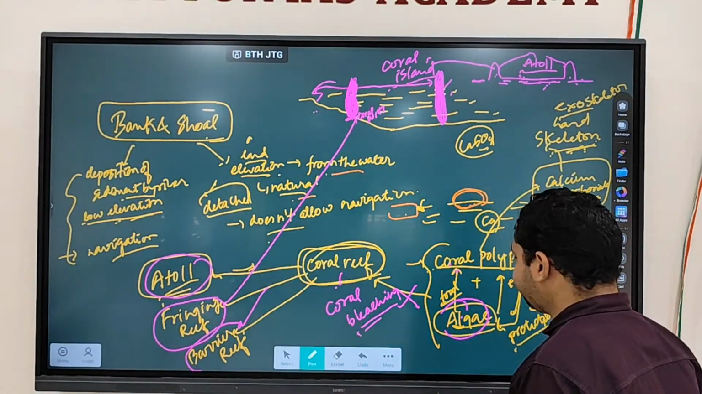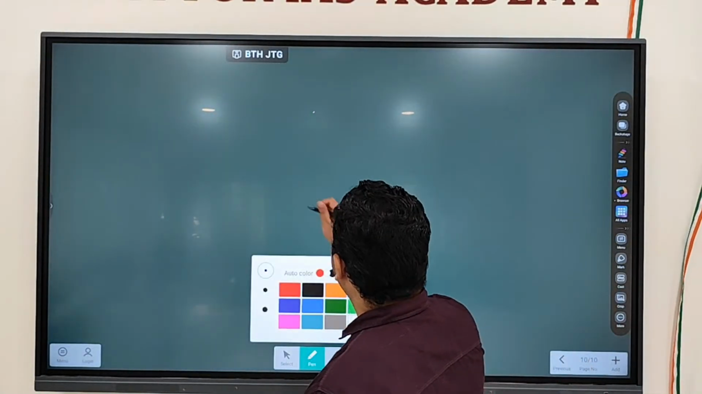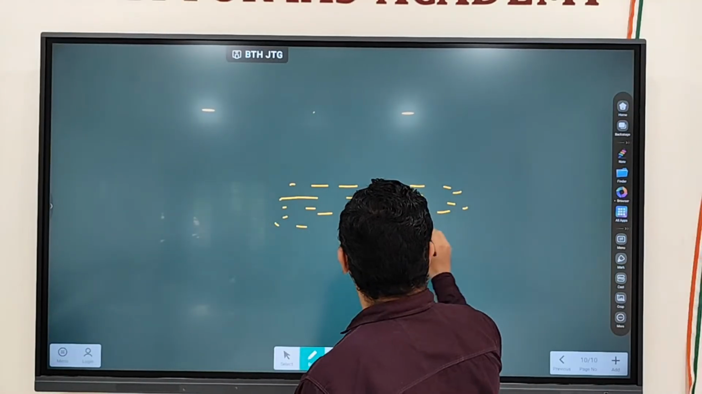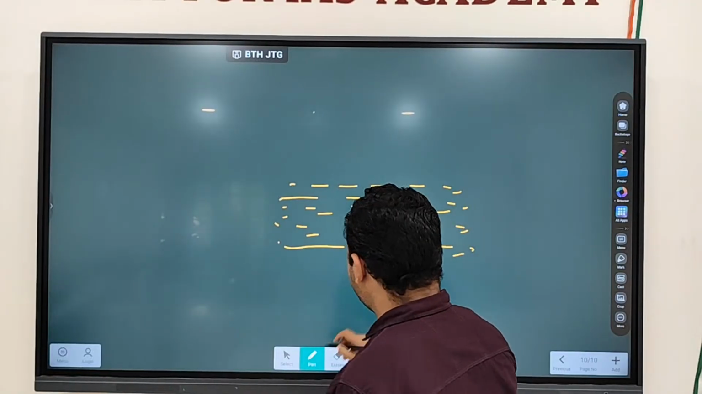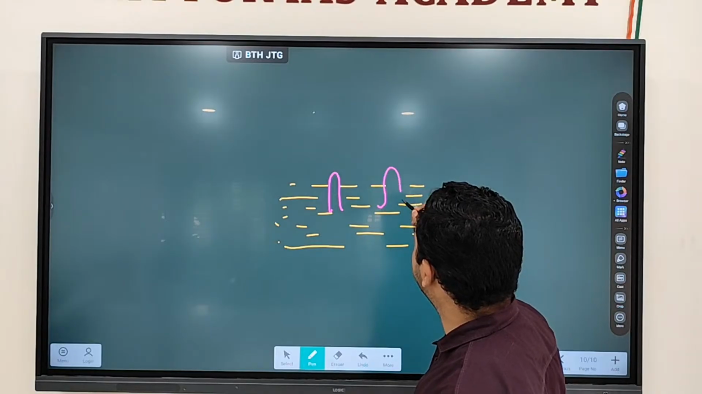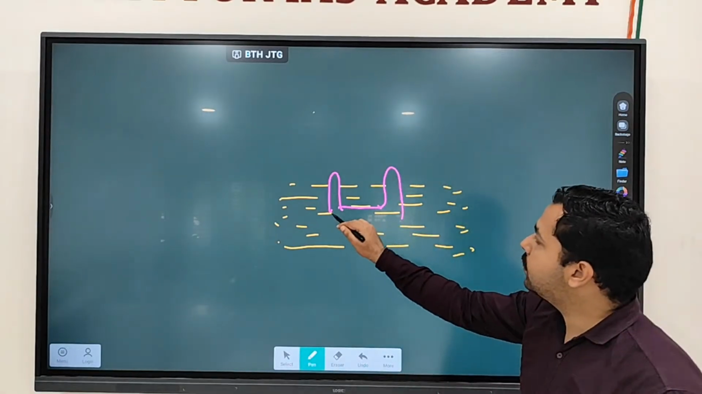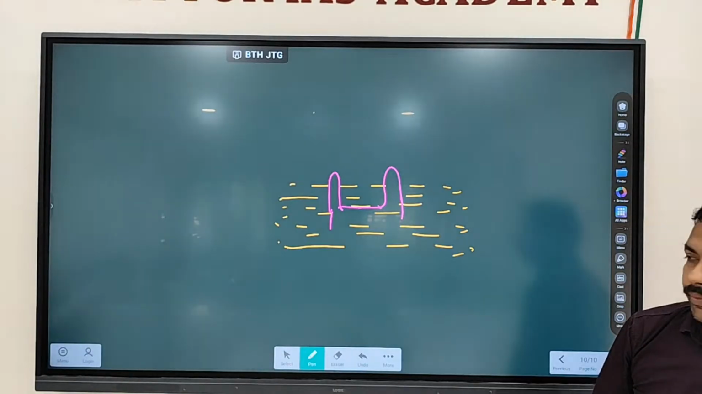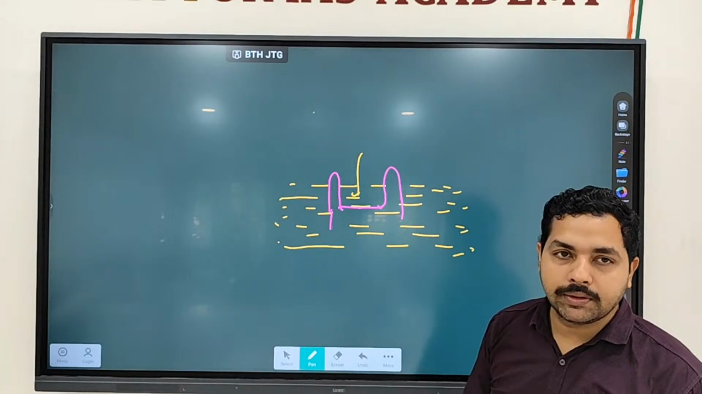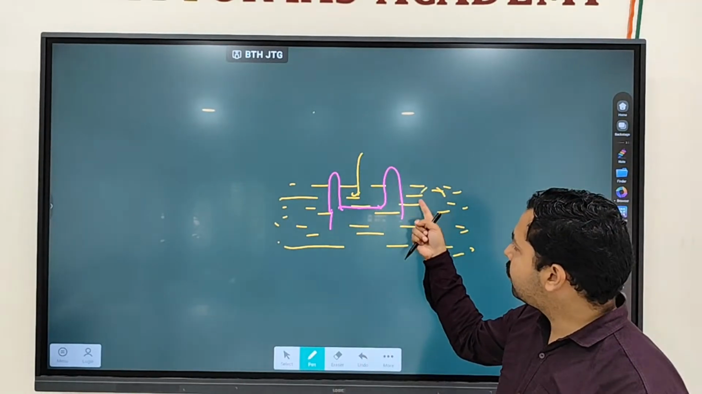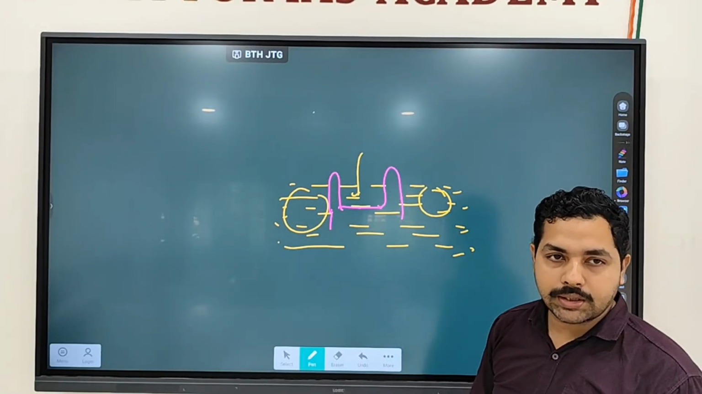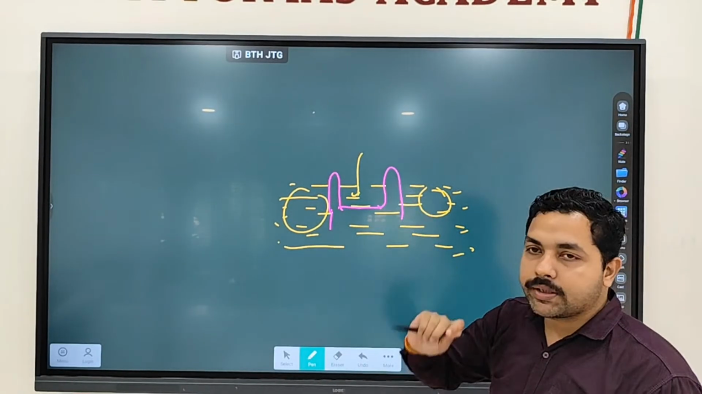Fine. Now we are saying this, just assume this one. We are saying this is water, and this is how the corals are building their skeleton. So when the skeleton comes out of the water, what will happen? This part of the water is now cut off from the ocean, because it is surrounded by the atolls. Clear? So this part is going to be referred to as what?